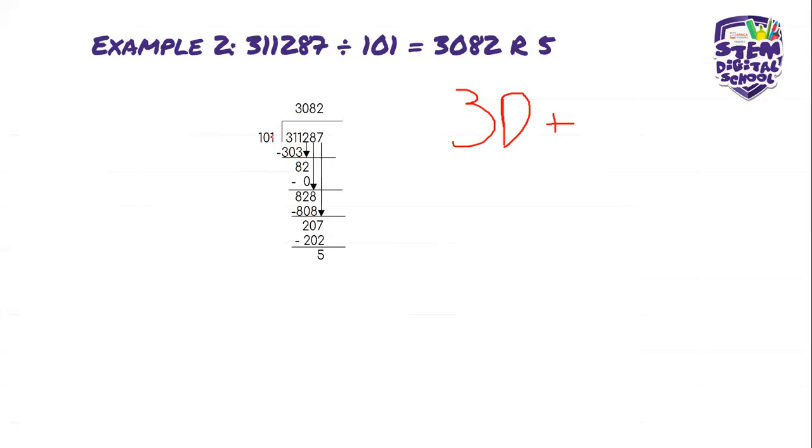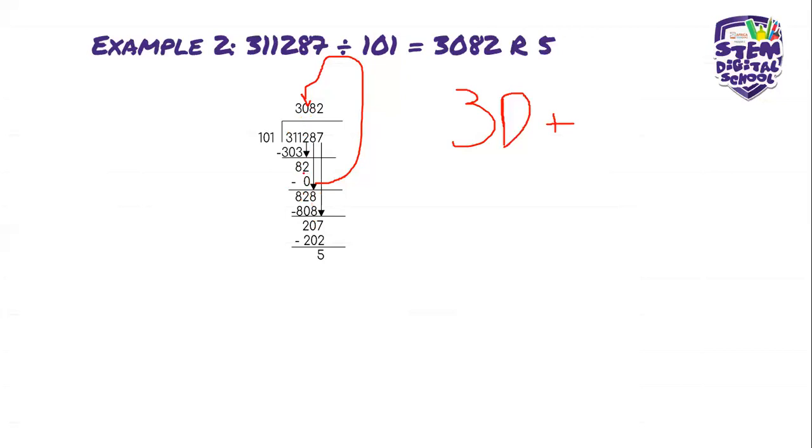Now I have 101 and I need to divide it into 82. It can't happen. But this situation means that there's a 0 in my quotient because there's more things to bring down after it. So since there is a 0 in my quotient, I'm just going to say 0 here. 0 times 101 gives me 0. 82 minus 0 is 82. Bring down the 8. So it means there was a 0.